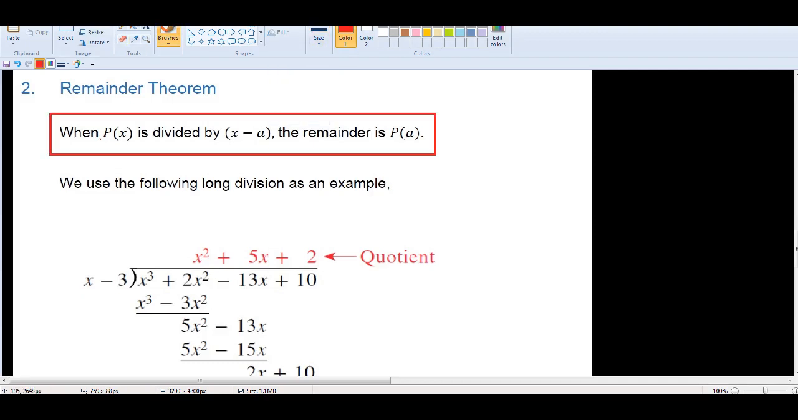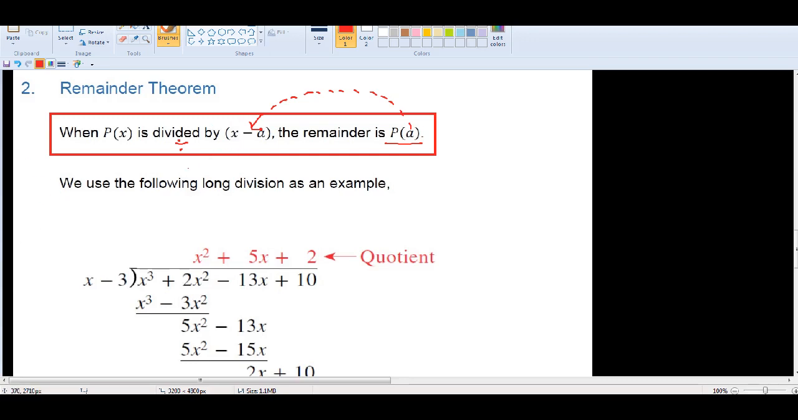It simply says that if p(x) is divided by x minus a, where divided by means division, then when p(x) is divided by x minus a, the remainder is p(a). So how does that a come about? a is the number that, when you substitute it into the divisor, makes the divisor 0.